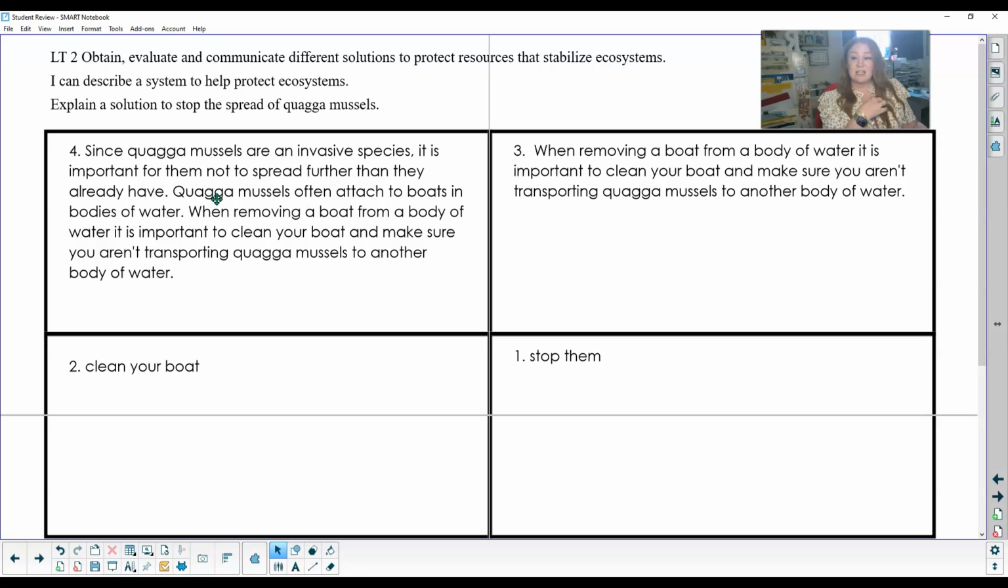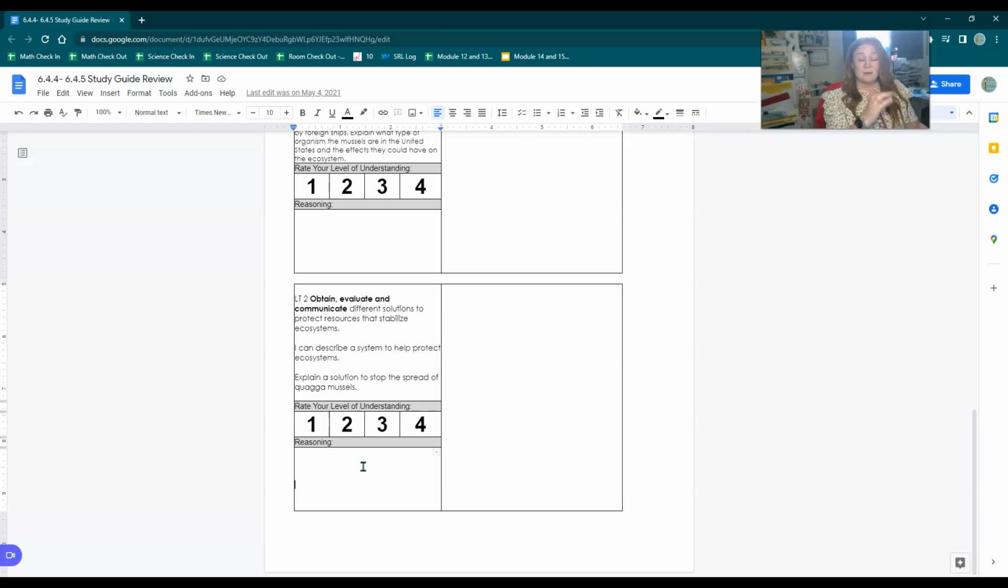Quagga mussels often attach to boats and bodies of water. When removing a boat from a body of water, it is important to clean your boat and make sure you aren't transporting quagga mussels to another body of water. So just that detail, why do we want to stop it? Okay, so just 4, 3, 2, 1, give yourself a grade on that and a reason why is that the grade you gave yourself. What can you do to improve or do your best on the test?